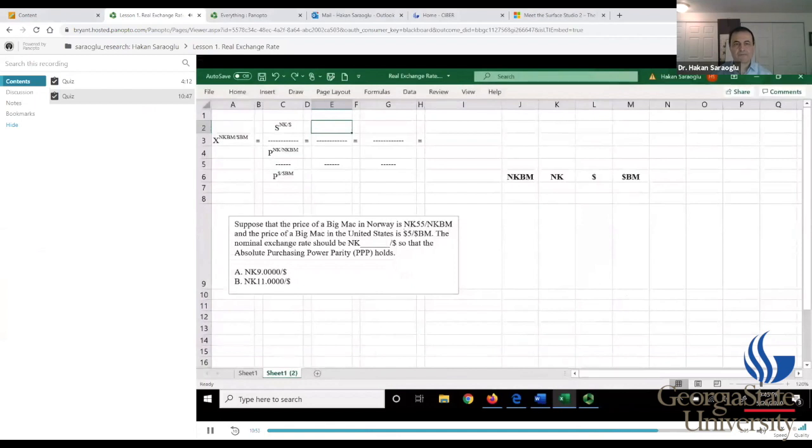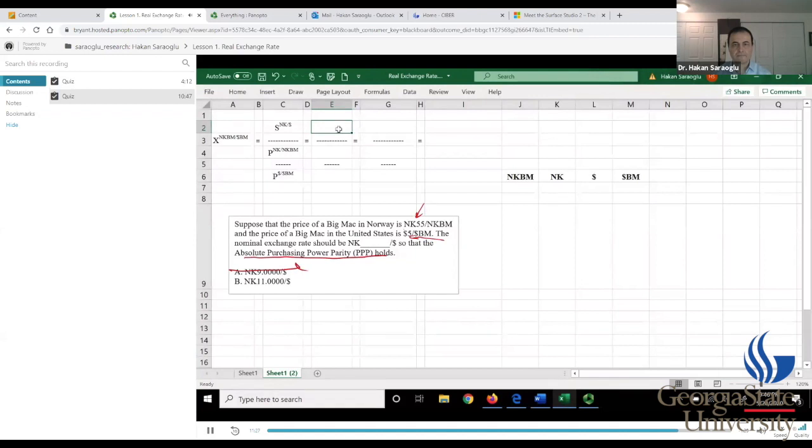Very well. Now that you answered your quiz question, let's have a follow-up discussion briefly to conclude our lesson. So the question asked, if the Big Mac was 55 krones in Norway and $5 in the US, what should the exchange rate, nominal exchange rate, be so that the absolute purchasing power parity holds? So if you answered 9 to that question, that was the wrong answer. But if you answered 11, you answered correctly. And let's actually see that. I'm going to put the values in place.